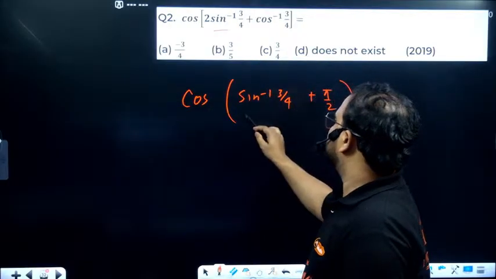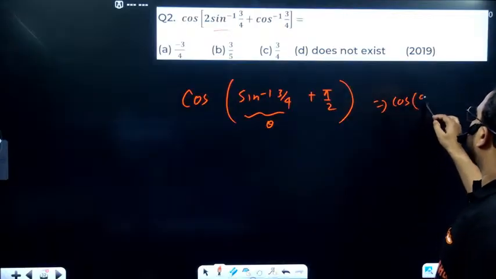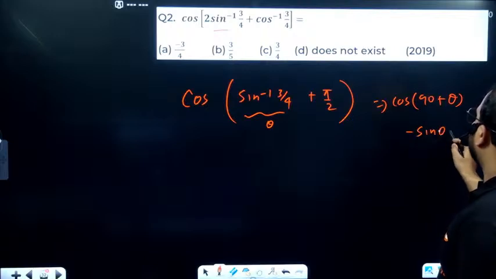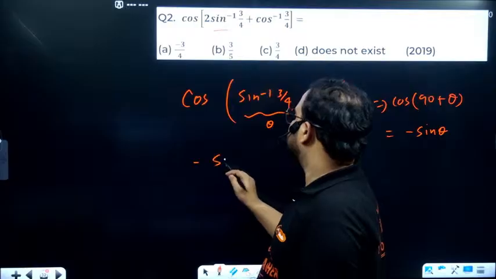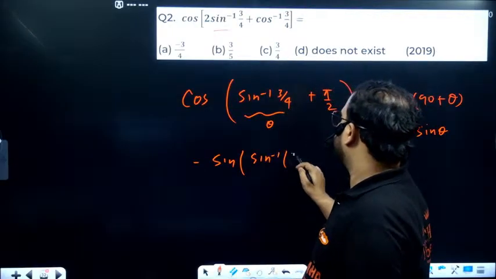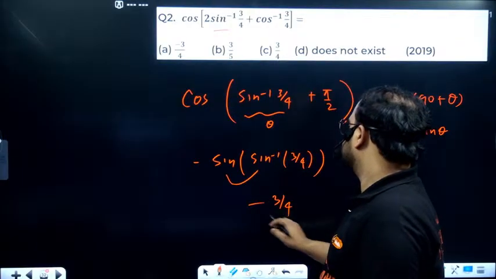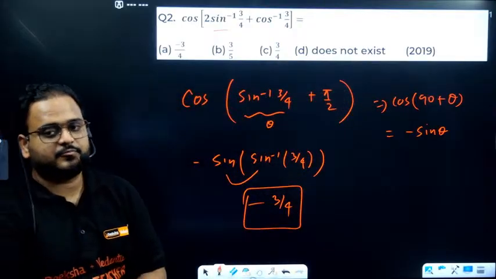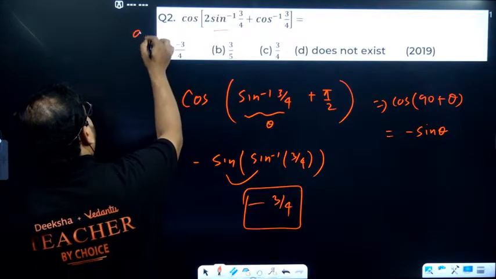cos of 90 plus theta, let's say this is theta. What is the formula we're getting? Cos of 90 plus theta is minus sin theta. How comes, sir? Second quadrant, right? The quadrant rule. So minus sine of theta, which is sine inverse of 3 by 4. This becomes minus 3 by 4. Please check. That's my option A over here.